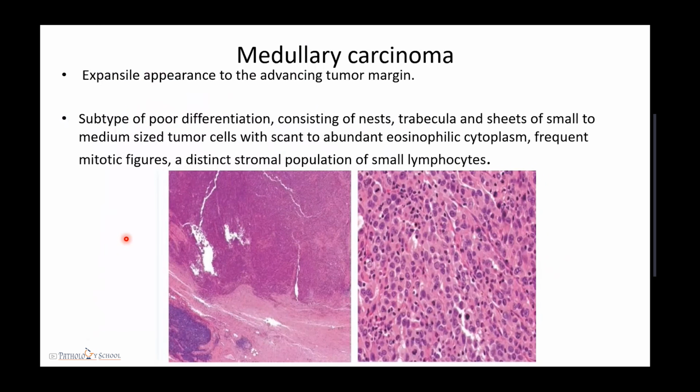Now, this is a medullary carcinoma. Again, you can see it in Lynch syndrome. So, expansile appearance of the advancing tumor margin. See, such an expansile appearing margin. Now, it is poorly differentiated, consists of nests and trabeculae, sheets of small to medium-sized tumor cells, scant to abundant eosinophilic cytoplasm, and frequent mitotic figures. A distinct stromal population of small lymphocytes can be seen over here, right?